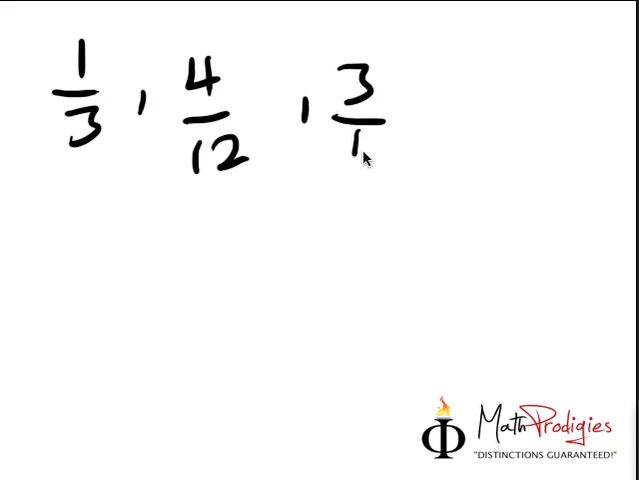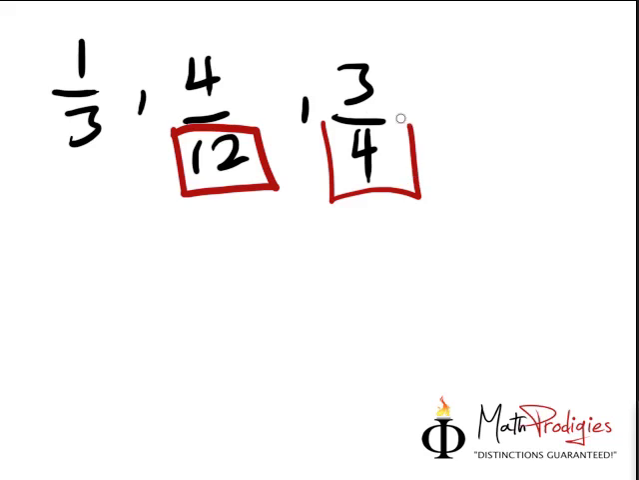Again, let me ask you a question. Can we compare? No, we cannot. We can only compare if the denominator is the same. Now, this is 12, this is 4, this is 3. What do we make it look like? We make it look like 12 because it's the biggest.